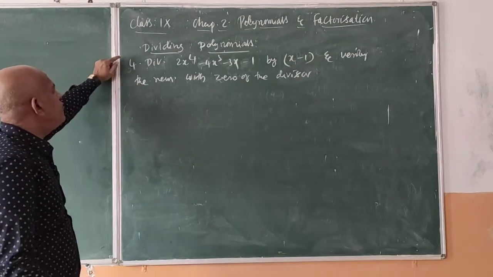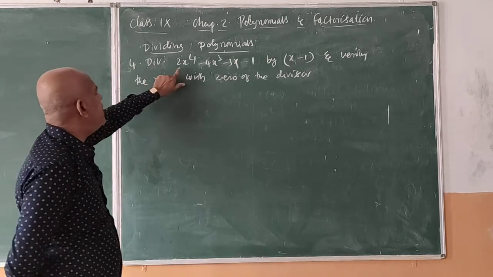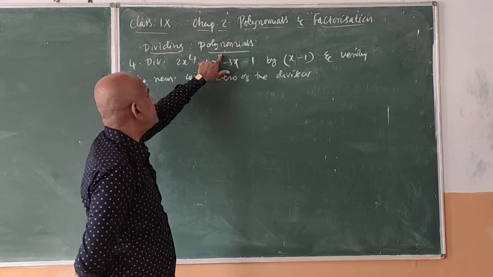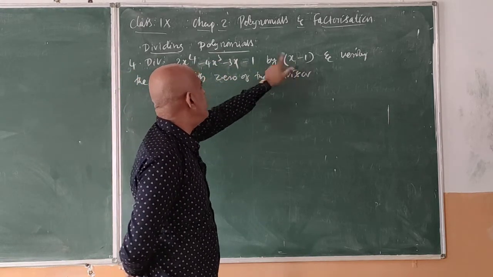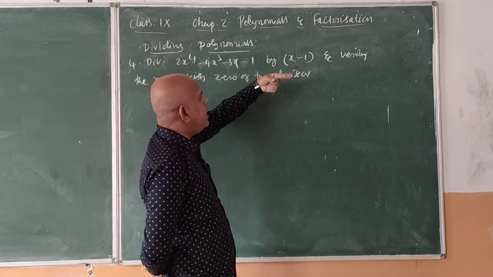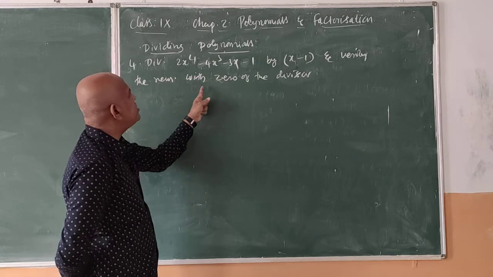Okay children, now the fourth one. This is also division of polynomials, or dividing polynomials. Divide 2x power 4 minus 4x cube minus 3x minus 1 by x minus 1. Here also we are dividing the polynomial by a binomial. And what extra do they ask in this? Verify the remainder with the zero of the divisor.